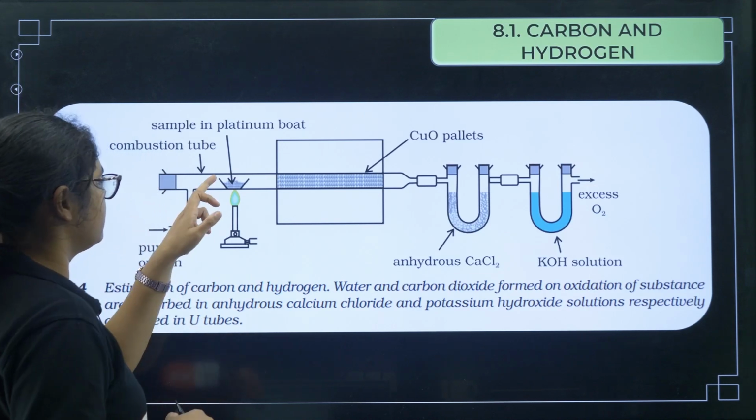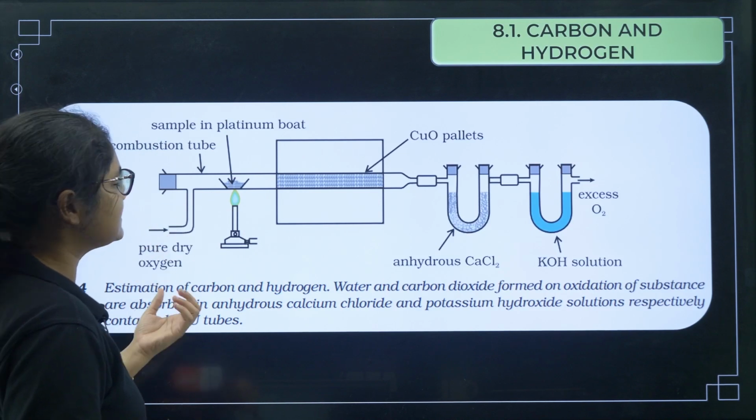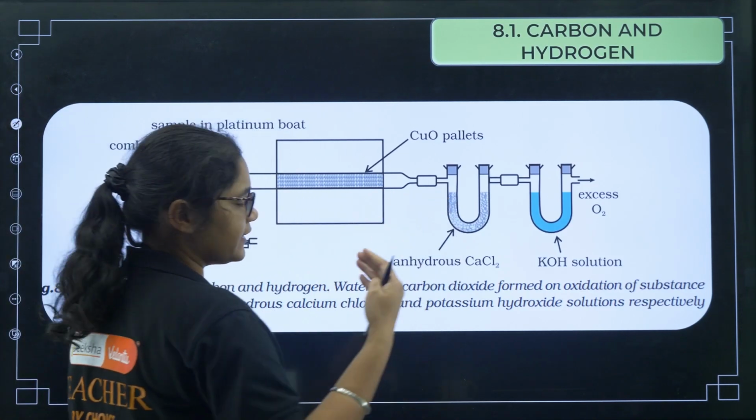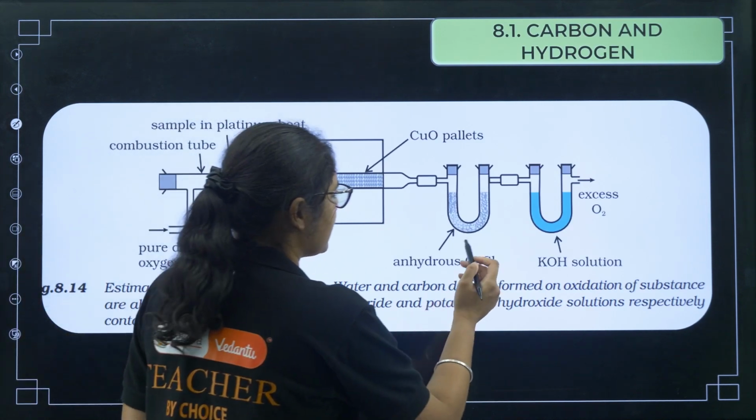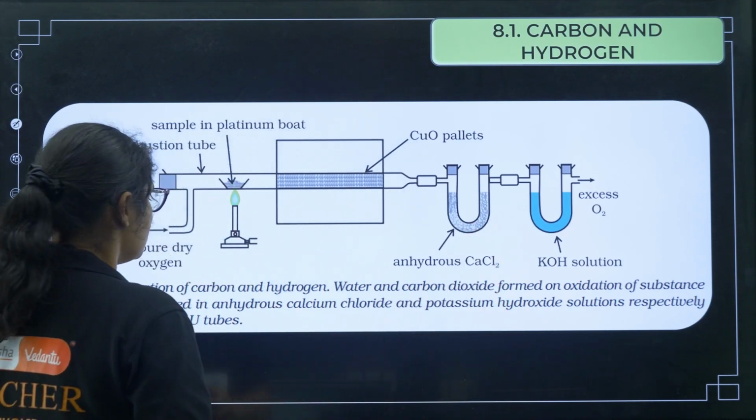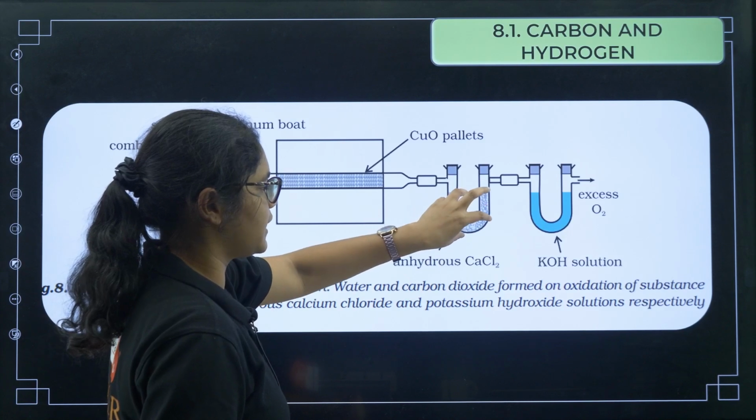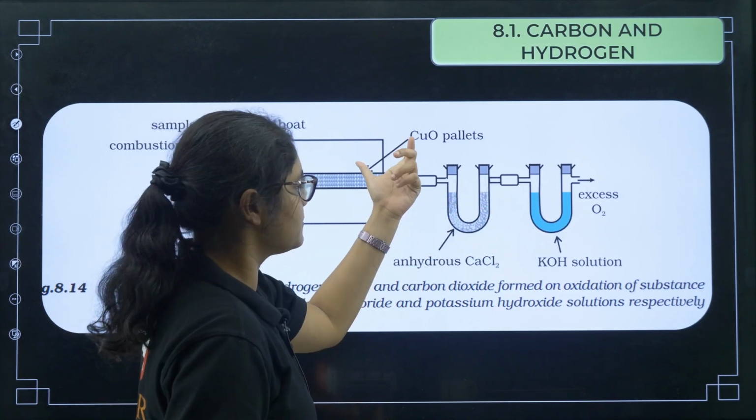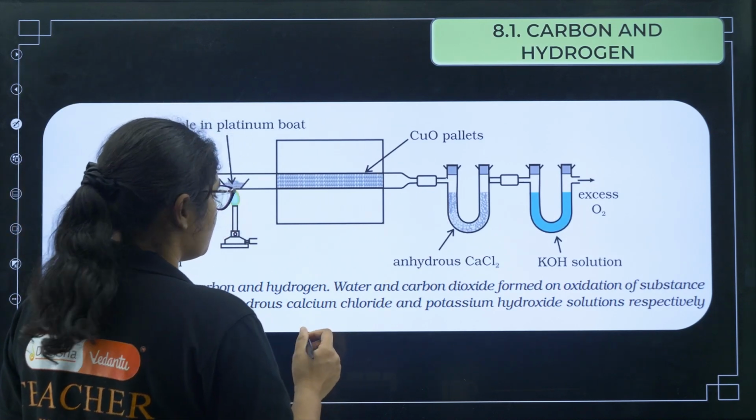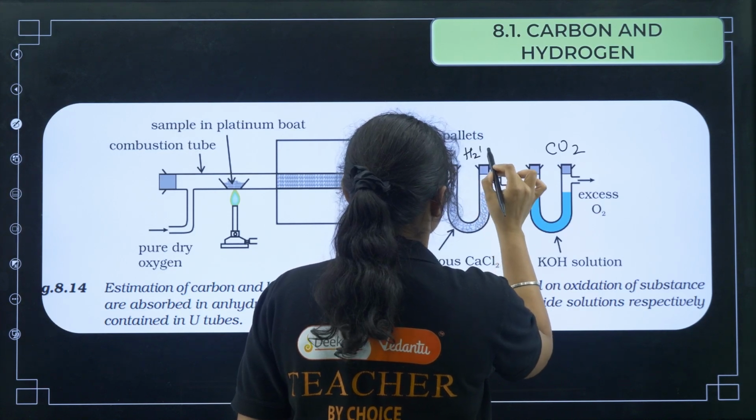Here the sample is taken, and then the sample is allowed to undergo combustion. When the sample undergoes combustion, carbon dioxide and water will be produced. Here anhydrous calcium chloride and KOH solution are present. The water is collected on the anhydrous calcium chloride, and whatever carbon dioxide is produced is collected in the KOH solution.